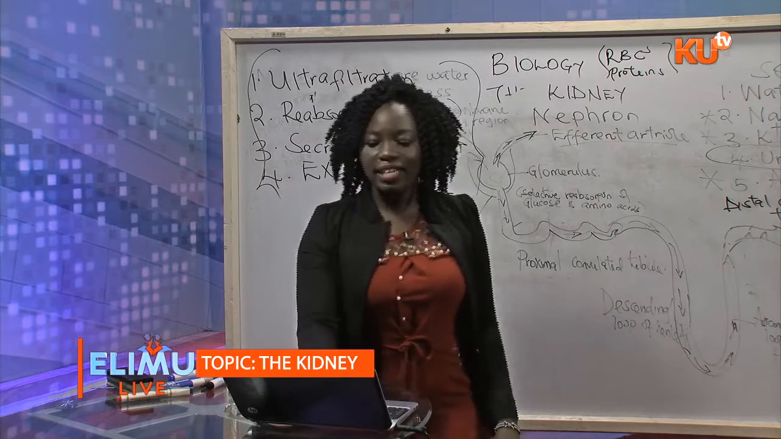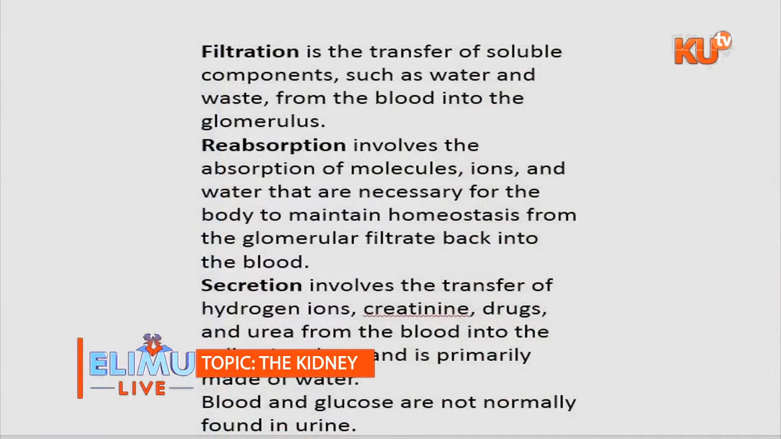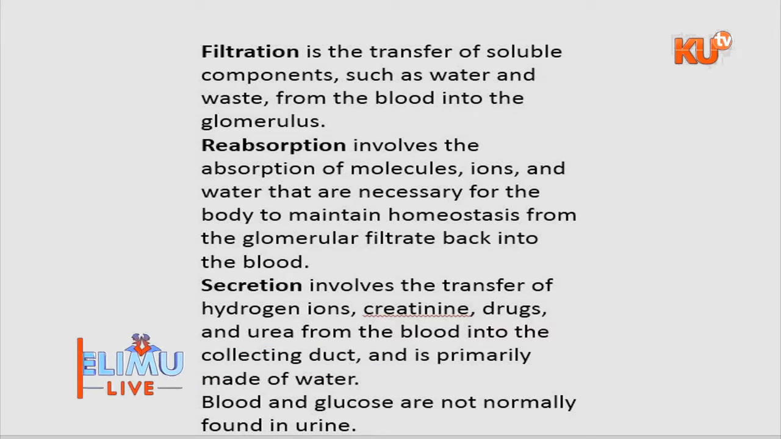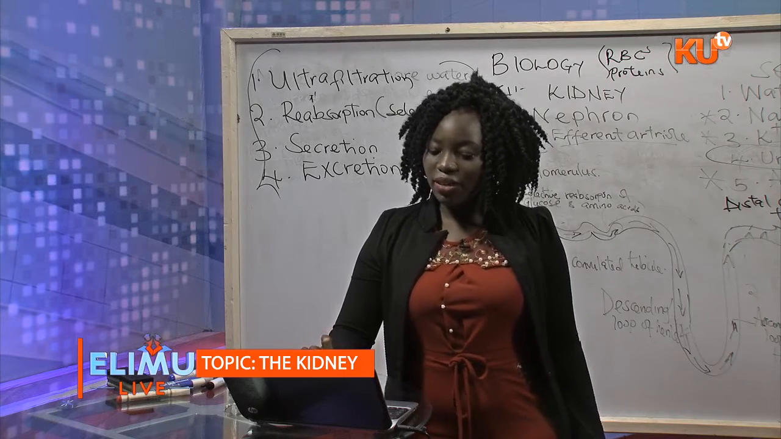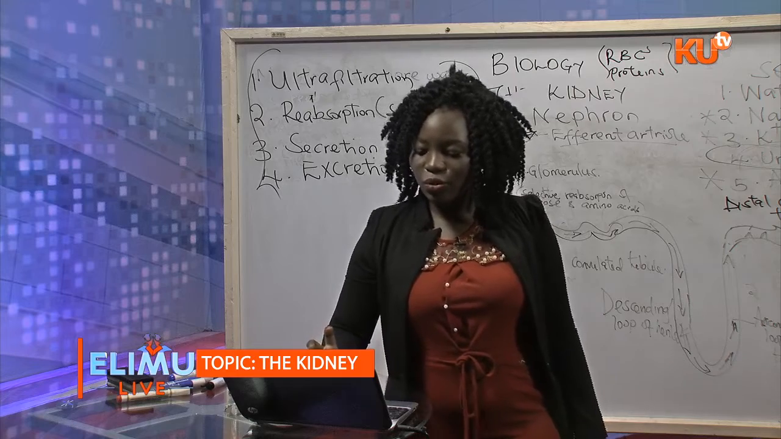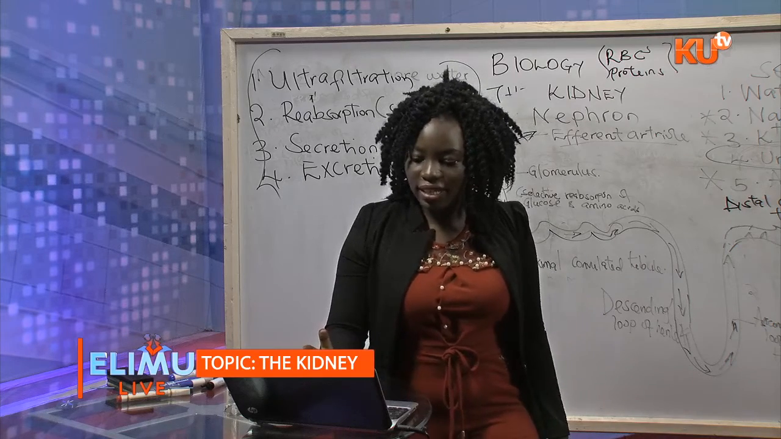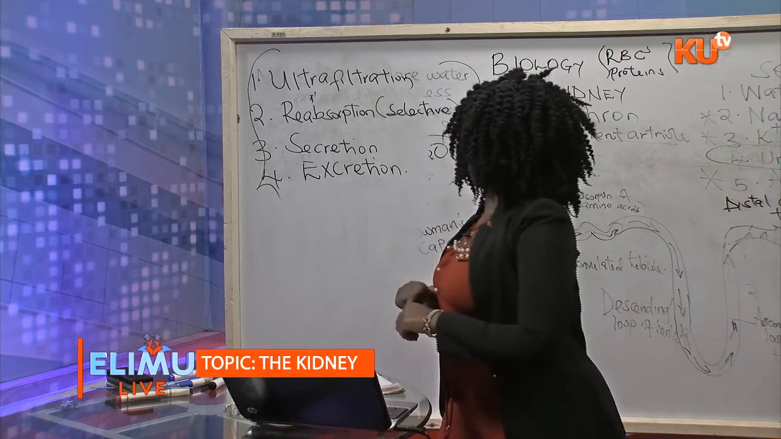Number 1, we said that the filtration or the ultrafiltration is described as the transfer of soluble components such as water and waste from the blood into the glomerulus. And we saw that one. And the second one was reabsorption, which involves the absorption of molecules, ions, and water necessary for the body to maintain homeostasis from the glomerular filtrate back into the blood. That was the reabsorption.